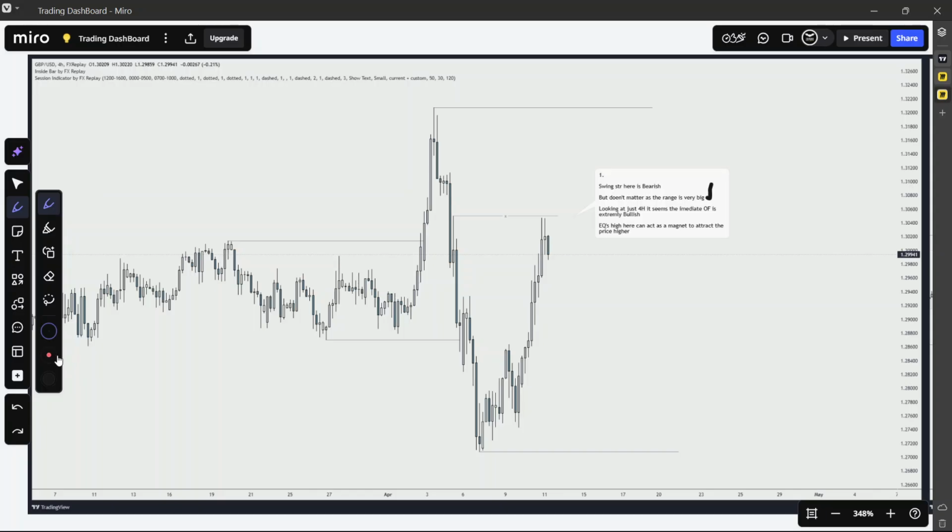Sorry for this disturbance. Give me a while. Yeah. So equal highs here can act as a magnet to attract the price higher.